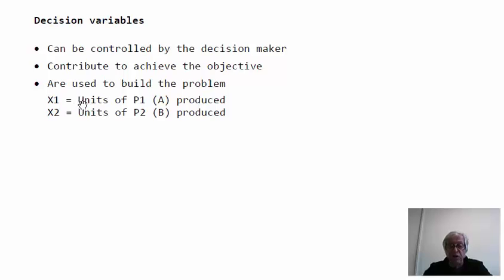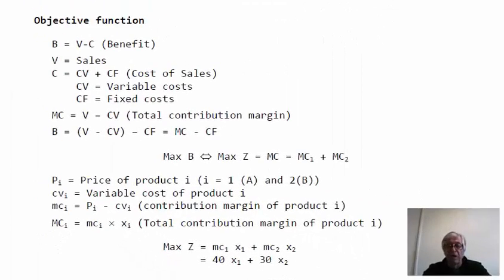X1 represents the units of product 1 that will be produced, and product 1 is product A, and x2 is the units of product 2 that will be produced, and product 2 is product B. And in the third phase, we start by writing the problem, writing the expressions that define the problem, and we start with the objective function.